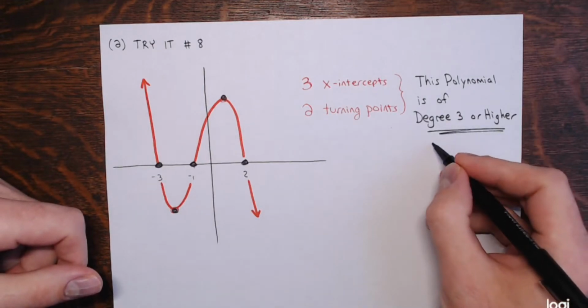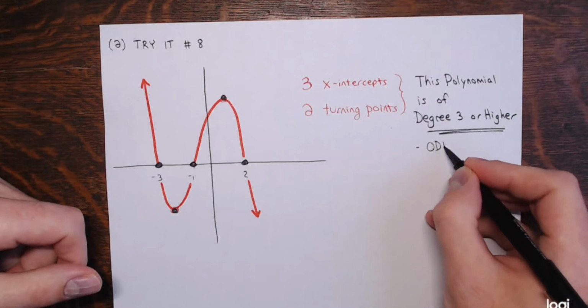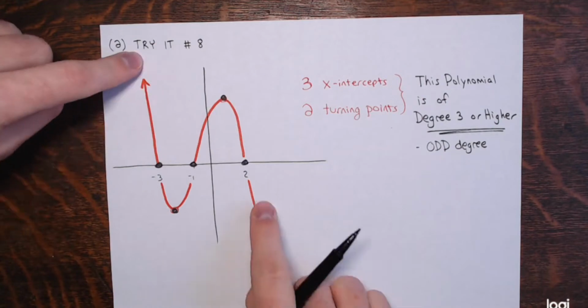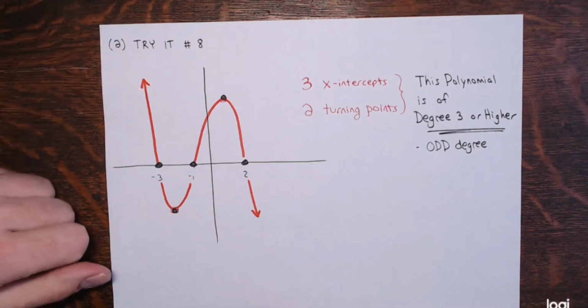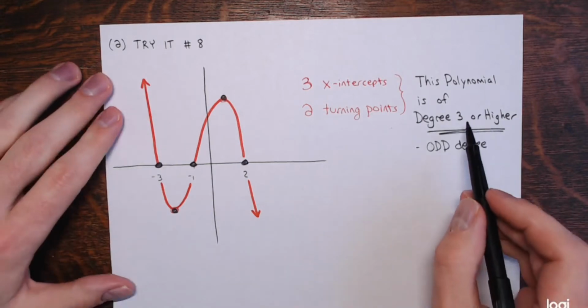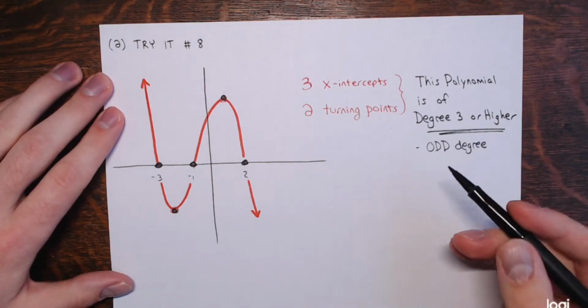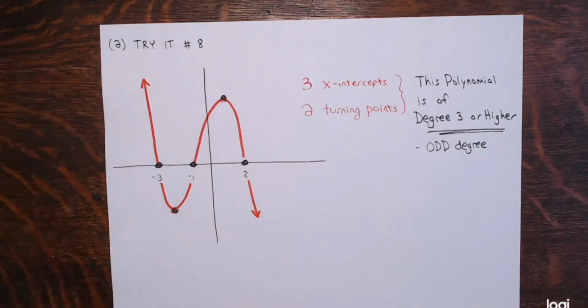But it would also have to have an odd degree as well, because of the end behavior, right? If the ends are going in opposite directions, it's got to be an odd degree polynomial. So it could be a degree 3, a degree 5, degree 7, degree 9, and so on. But degree 3 or higher based on the number of x-intercepts and turning points it has. Okay. And that's all. That's a pretty simple one in my opinion, that kind of a question.